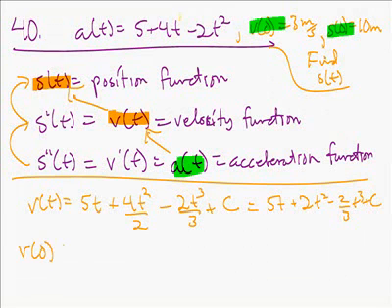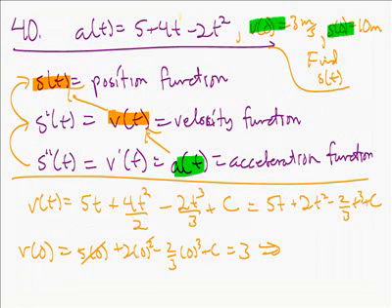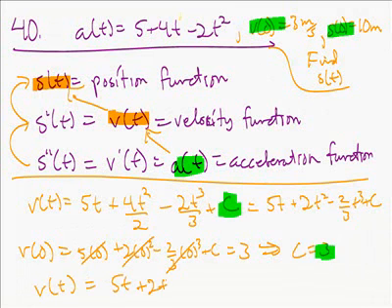Now from the fact that v of 0 is equal to 3, we're going to be able to find c. If I put 0 in for t, I get 5 times 0 plus 2 times 0 squared minus 2/3 times 0 cubed plus c. That all has to come out to be 3. That tells me, of course, since all these go to 0, that c itself is equal to 3. So now I have my velocity function v of t, and replacing our c with 3, we get 5t plus 2t squared minus 2/3 t cubed plus 3.